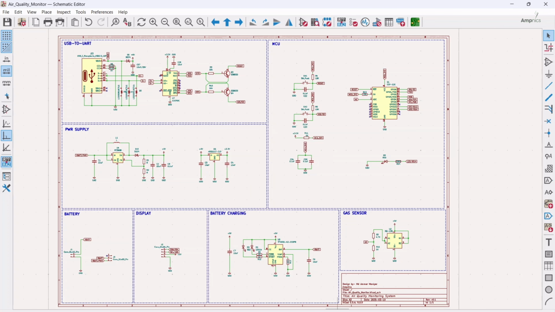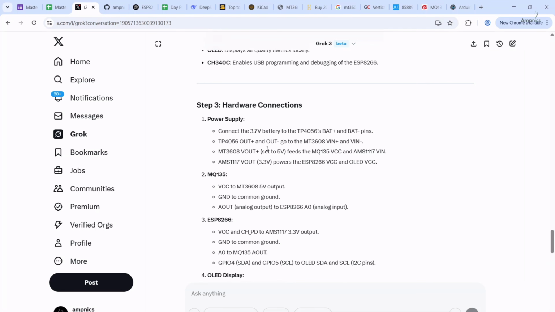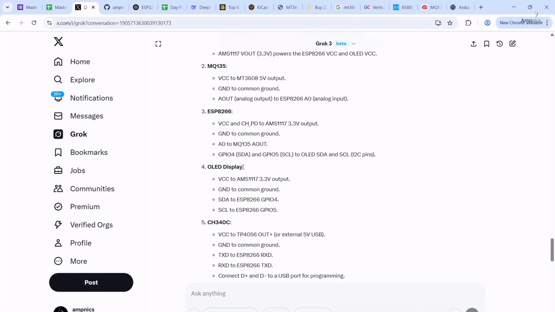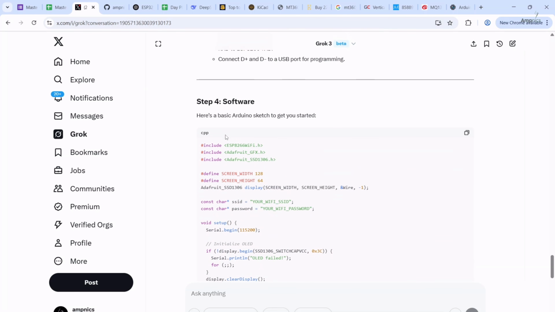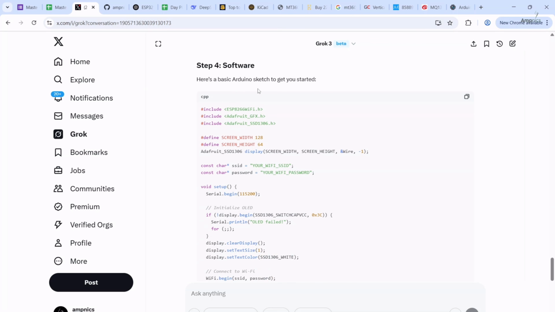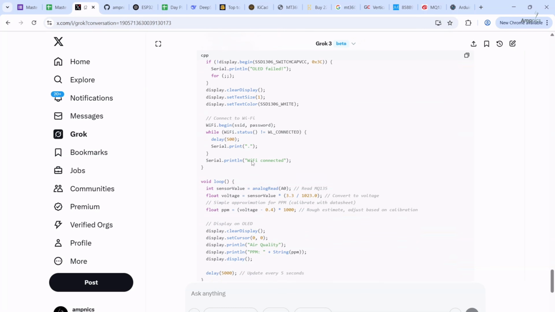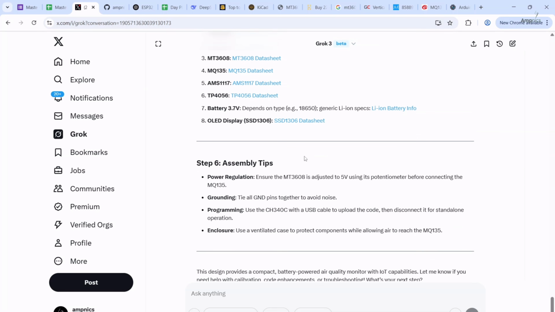The schematic is completed, we will again open Grok AI, and further it is also telling us about hardware connections, which I discussed in the design about SDA, SCL, analog. Okay, then again it is providing us an Arduino sketch also, so that we can use this sketch to write the program. Okay, then datasheet links are here, so you can check the datasheet also of each and every component.